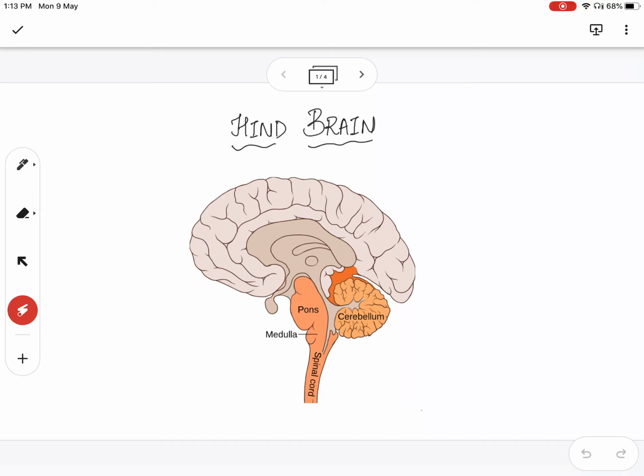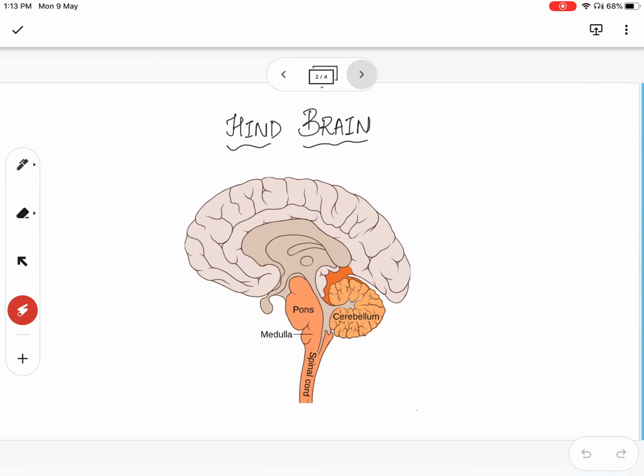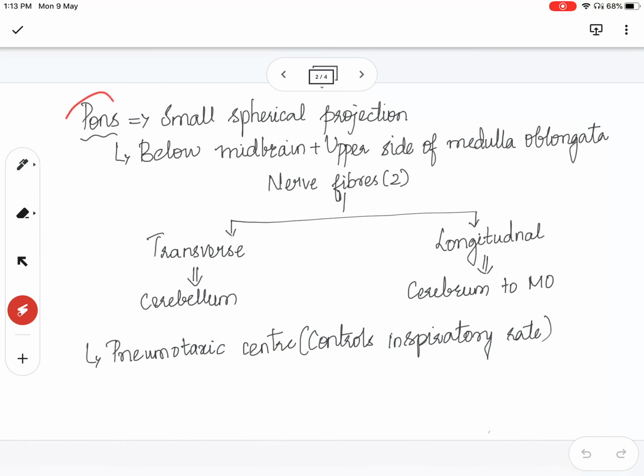So if I tell you one by one in detail what are the structures or what are the centers associated with these regions of the hindbrain, that is pons, cerebellum, and medulla oblongata, you will be understanding in this particular video. Starting from the first one, that is pons.